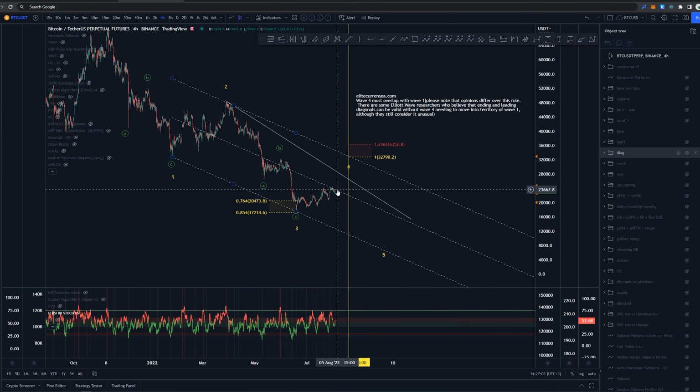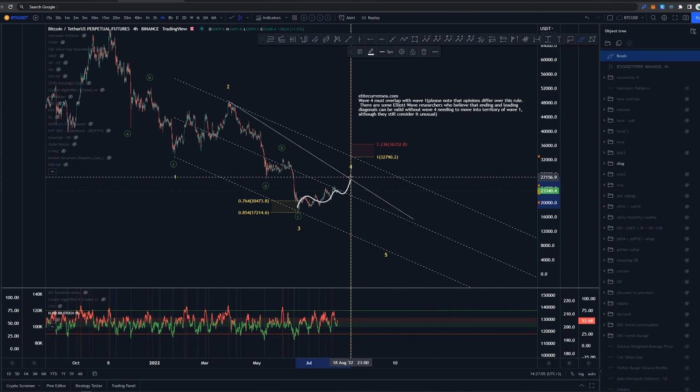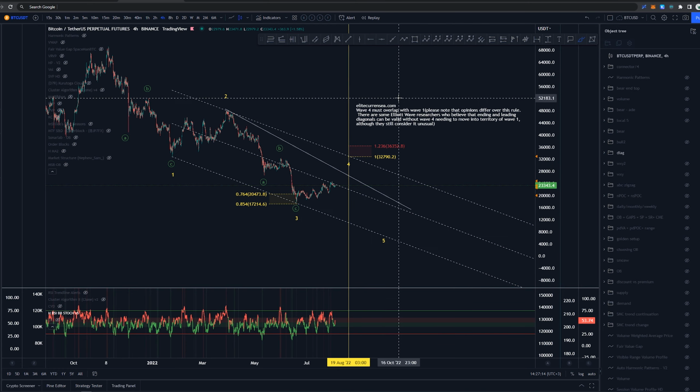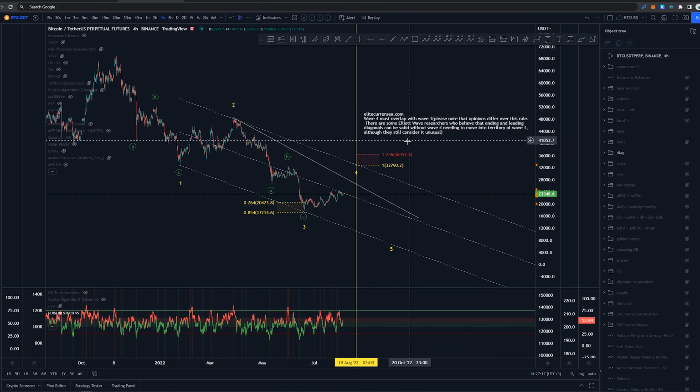If we are going to be pivoting soon, however, like so here, we could be expecting this here. Again, wave 4 is not going to be overlapping with wave 1. So that's a question for you, whether you're going to be interpreting this as a diagonal or not.